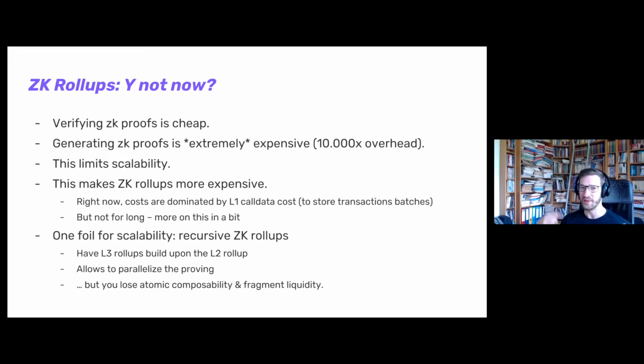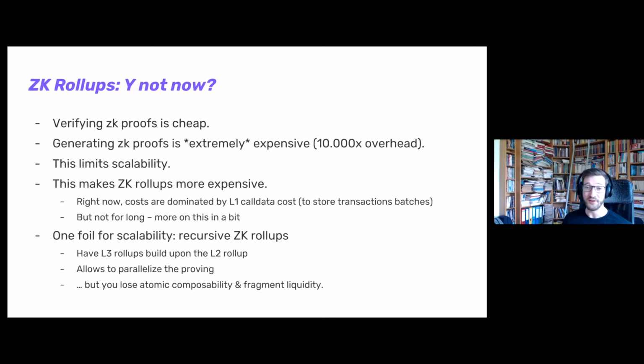But if you want to ask me about Danksharding, a solution that will reduce the costs to store data temporarily on Ethereum by 100 times. When that happens, then the cost of computation becomes significant again, and the 10,000x overhead really becomes hurtful. So one of these two problems you can kind of work around, which is scalability.